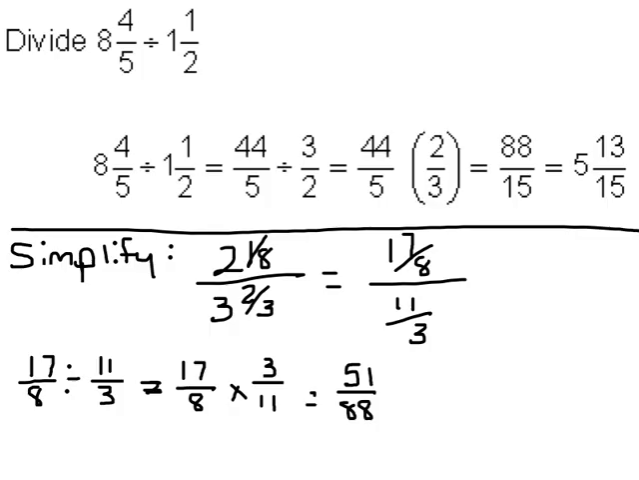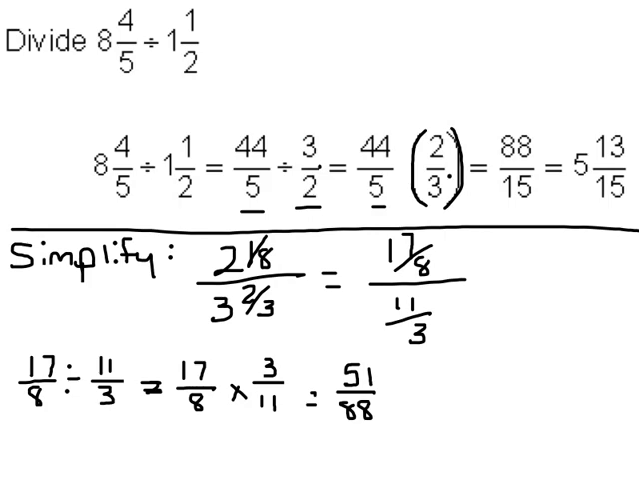All right, this says divide 8 and 4/5 by 1 and 1/2. So we're going to turn 8 and 4/5 into 44/5, 1 and 1/2 into 3 over 2. Then we're not going to skip this step. We're going to say 44 over 5 times, the parentheses here means times, the inverse of 3 over 2, the reciprocal, is 2/3. Can we cross cancel?